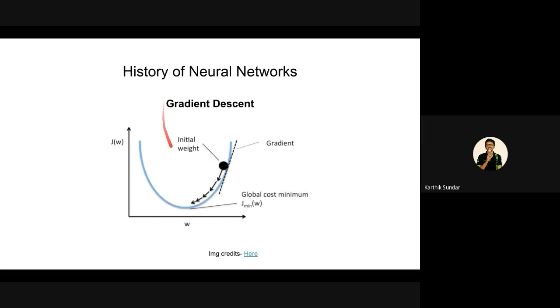So this is the idea of gradient descent. What is it? There is a loss function, and there are particular parameters. What the algorithm does is it finds the parameter set that gives the minimum loss. That's what gradient descent does in a nutshell.